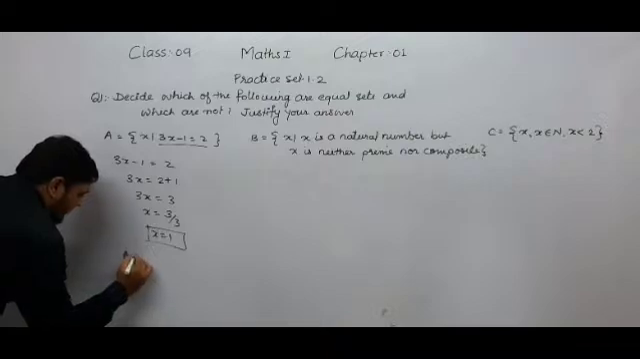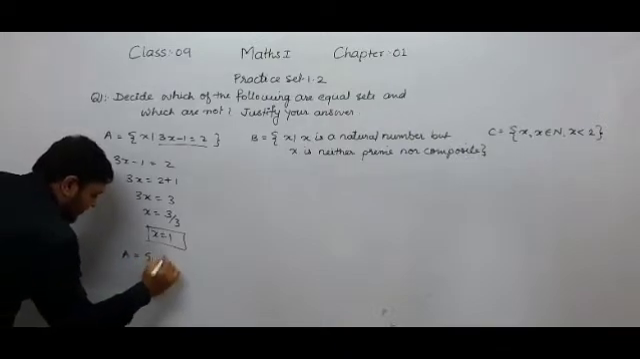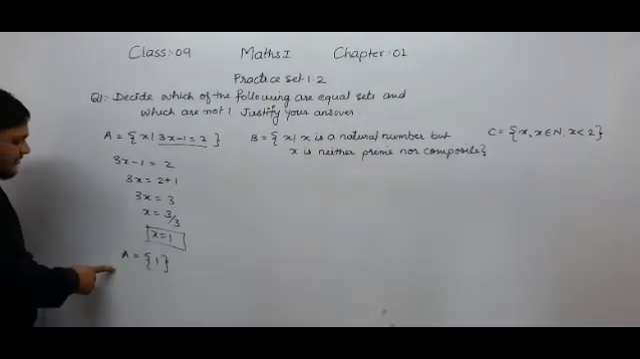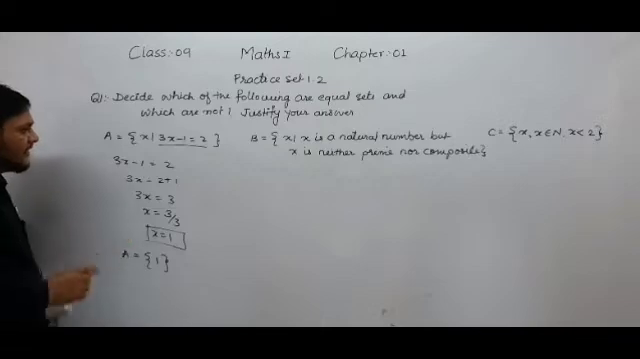So here in the listing method, the element of A is 1. A is equal to curly bracket 1. The element of this set is 1. There is only one element in this set.